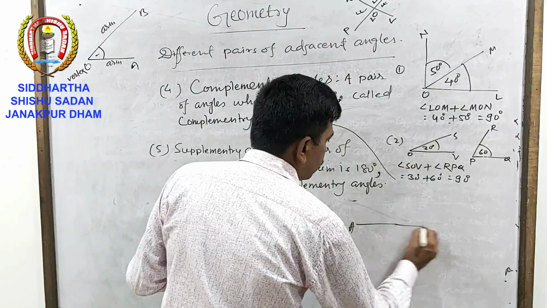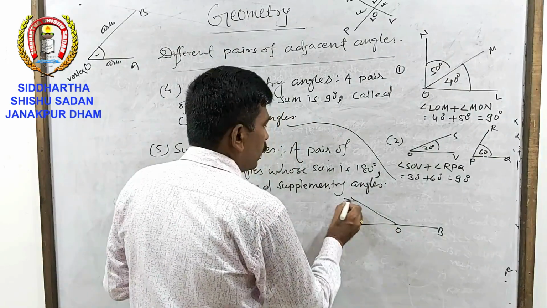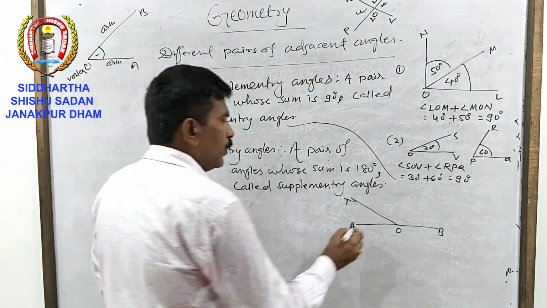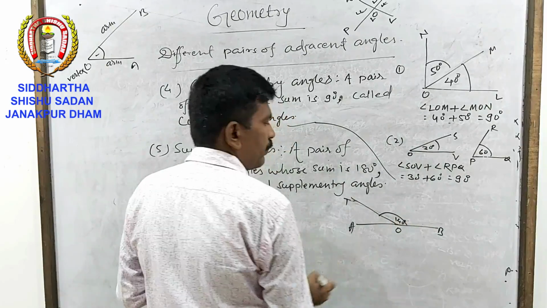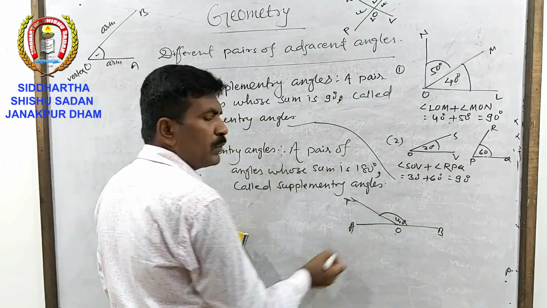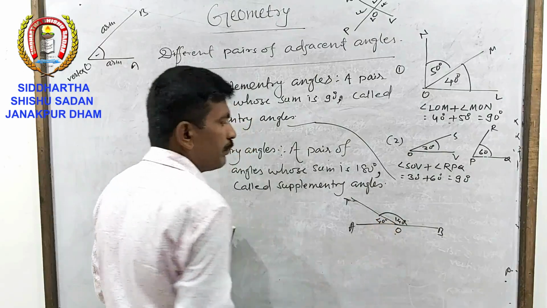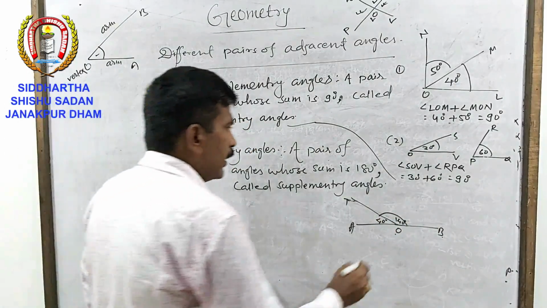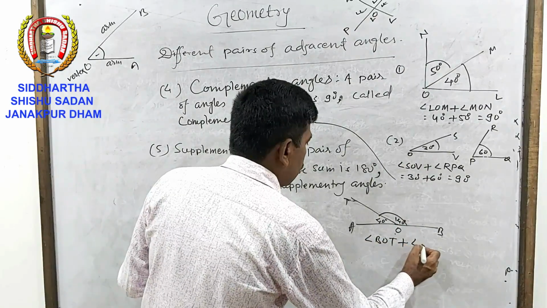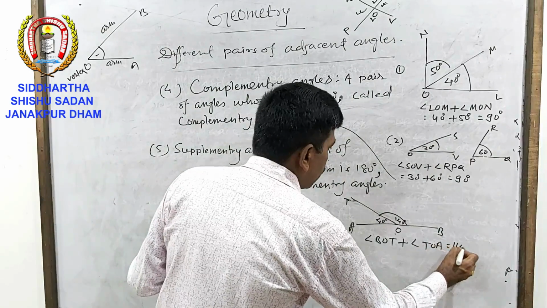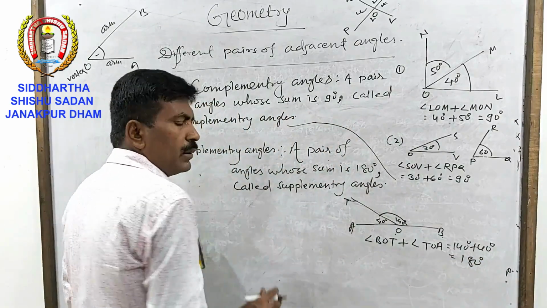A, B and the OT. Now suppose this is a 140 degree angle. Angle BOT is equal to 140 degree. Angle AOT is equal to 40 degree. One example, that means angle BOT plus angle TOA is equal to 140 degree plus 40 degree is equal to 180 degree. Is it clear?